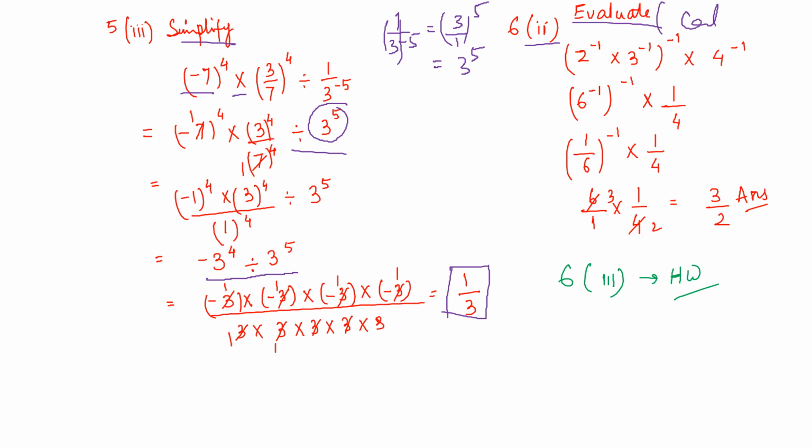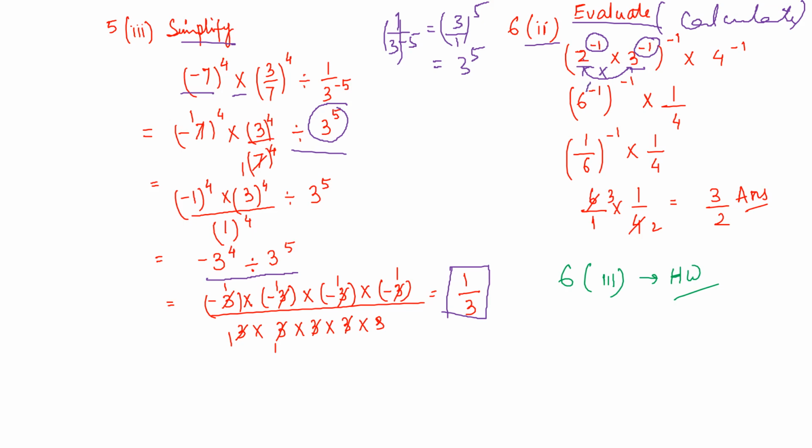Evaluate means to calculate or to find the value. 2 to the power minus 1 into 3 to the power minus 1, whole to the power minus 1. Now here bases are different, but the powers are same. So then what will happen? Bases will be multiplied. So 2 into 3 is 6. 6 to the power minus 1 to the power minus 1.